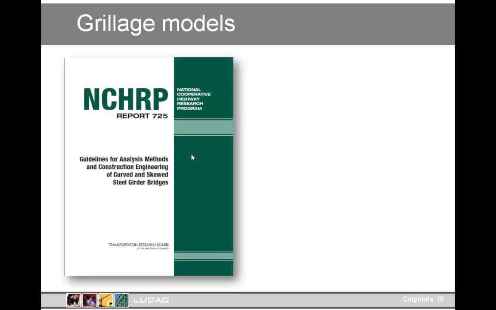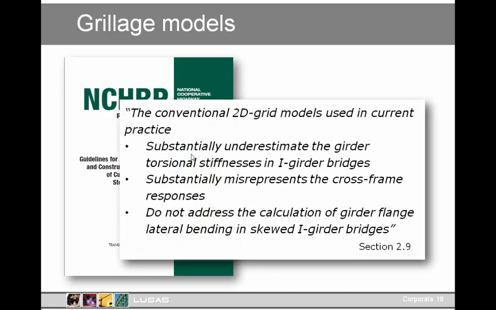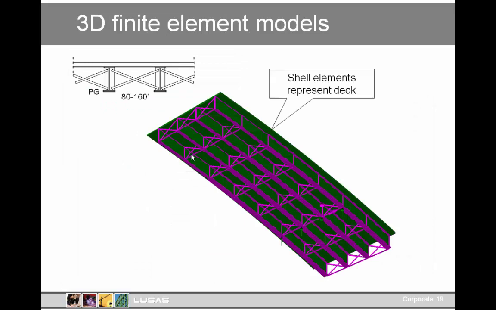Most importantly, the recent NCHRP report 725 points out that the conventional 2D grid models used in current practice substantially underestimate the girder torsional stiffnesses in I-girder bridges, substantially misrepresent the cross-frame responses, and they do not address the calculation of girder flange lateral bending in skewed I-girder bridges. The main alternative then is a 3D finite element model.